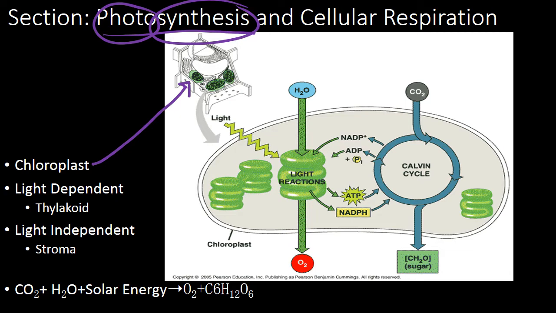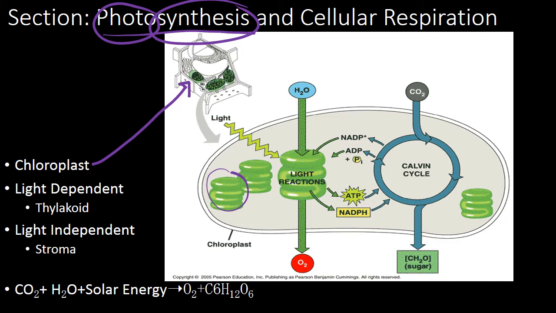There are two parts to this reaction. The first part is called the light dependent. If you depend on something, then obviously you need it to happen. So light dependent requires light. Where does it occur in the chloroplast? There are these little stack looking things called thylakoids, and that's where this occurs. So light dependent happens in the thylakoids.